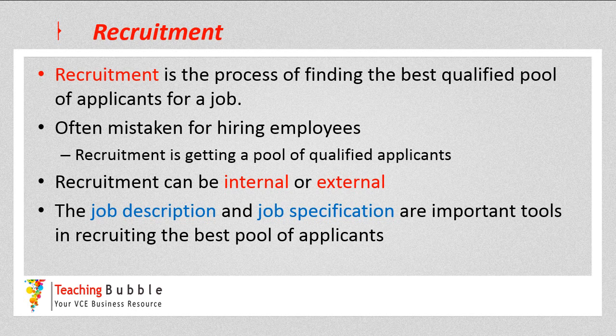So as I said earlier, job description and job specification are important tools during the recruiting process, because without job description and job specification, the human resource manager won't really know what exactly is involved in the job, or they won't know who's best fit for the job. And if you're going to get a pool of applicants, it's hard to find a qualified pool of applicants if you don't know those things.